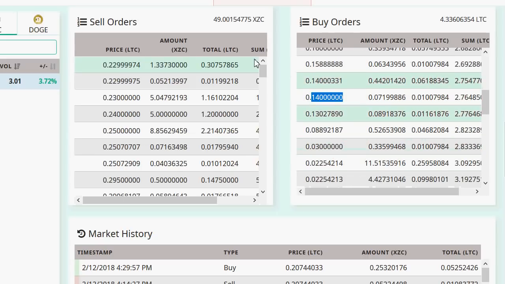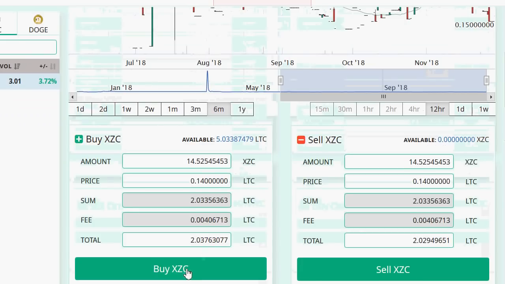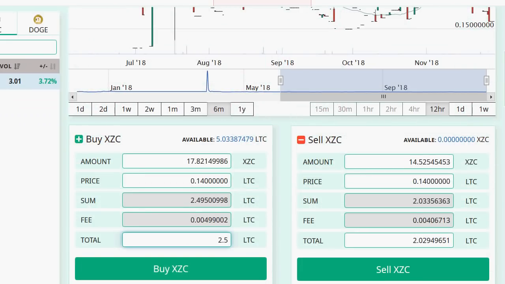But let's do the 14 handle. And I would need 2.5 Litecoin. And I forget how many that I bought. I can quickly check. And it's 12.29. So that would be differential. That's 5.53.